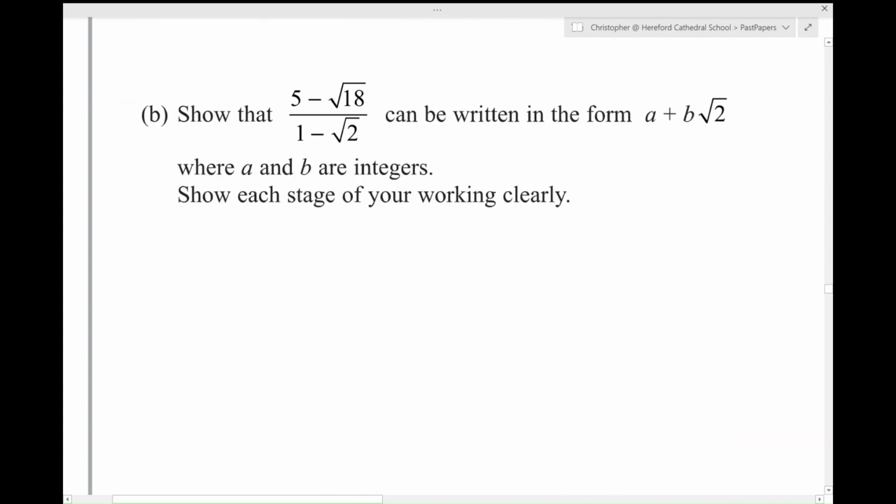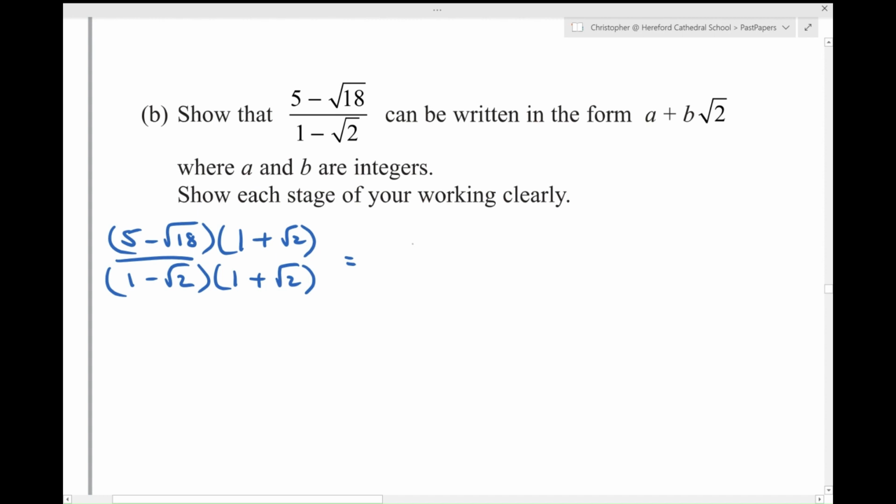17b. So I'm starting with 5 minus root 18 over 1 minus root 2. I'm going to rationalise the denominator by multiplying top and bottom by 1 plus root 2. Right, so my top's going to be 5 times 1 is 5. 5 times root 2 is 5 root 2. Minus root 18 times 1 is minus root 18. And then I'm going to have minus root 18 multiplied by plus root 2. Well, that's going to be minus root 36, isn't it?